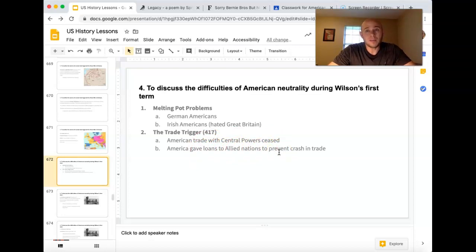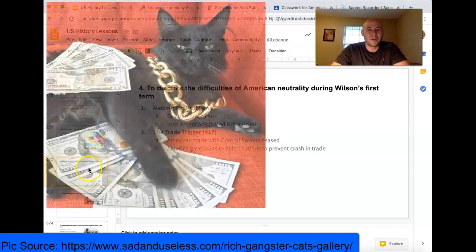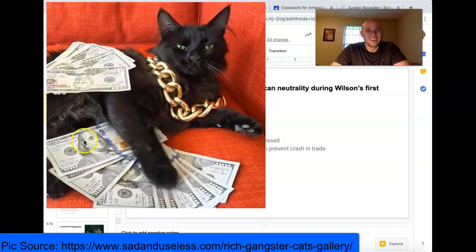And when they ran out of money, we said, okay, we'll give you loans so you can continue buying from us, because we didn't want our economy to come to a grinding halt. So we started giving them loans so they could buy our goods. So it's kind of a great deal for America. We're loaning them money to buy our own stuff. So you can see it's very good for the American banks here.